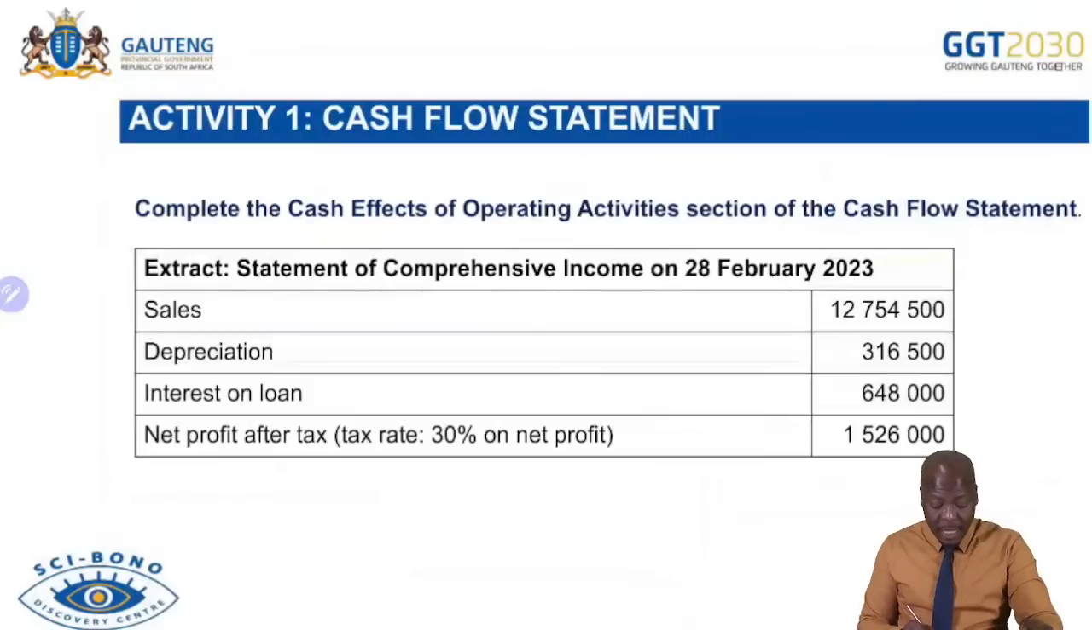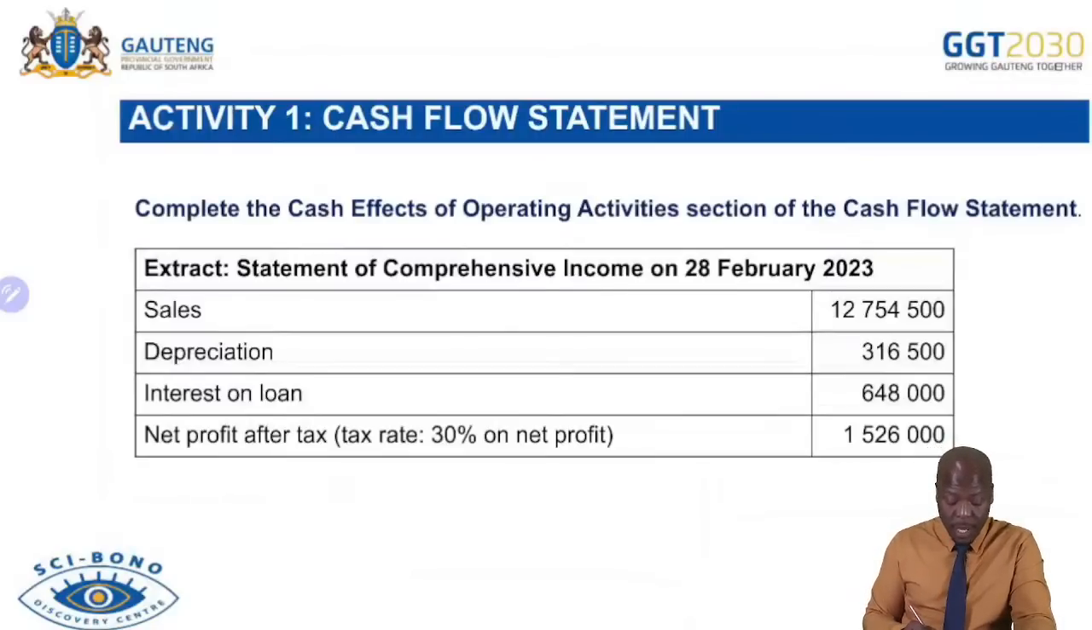All right. So what we're given here is an extract statement of comprehensive income on the 20th of February, 2023. And the information that we are given, we have our sales, depreciation, interest on loan, then the net profit after tax. It is very, very important that you see here that you are given net profit after tax, and you are given the tax rate of 30% on net profit. That simply means what you are given there is not the 100%, neither is it the 30%.